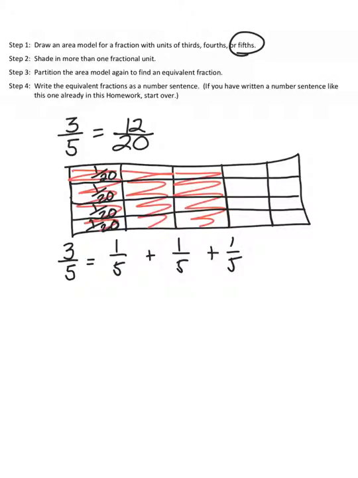Now just like we've been doing, we now want to take this 1/5 and say how many 20ths is equal to 1/5. And if you look over here, this whole section is 1/5. Remember, 1/5 plus 1/5 plus 1/5 is 3/5. So this is 1/20th, 1/20th, 1/20th, 1/20th. So 1/5 is equal to 4/20ths.